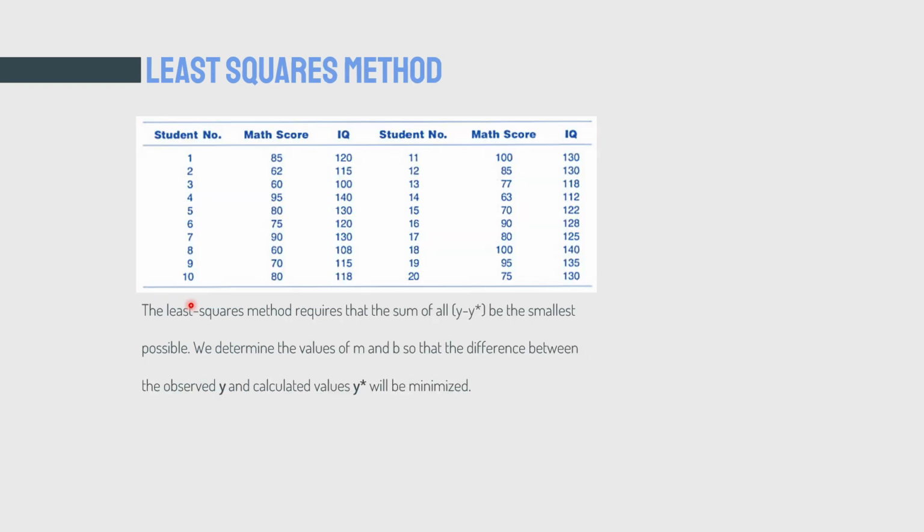Now we have here students 1 all the way to 10, with math scores 85, 62, all the way to 80. The IQ for student 1 is this, student 2 is that, and we continue with students 11 to 20, math score and IQ. So we have columns for student number, math score, and IQ test score, all the way from 1 to 20. Now, the least squares method needs to find the sum of all y minus y star, the observed minus the calculated values of i, and that needs to be the smallest possible. Then we determine the values of m and b so that the difference between the observed y and the calculated y star will be minimized as described earlier.